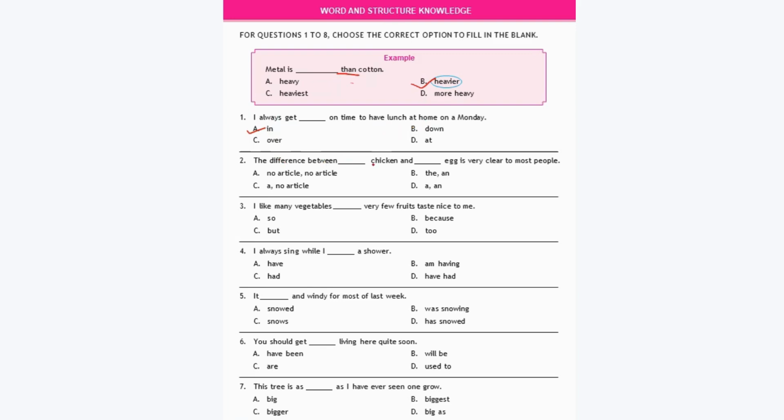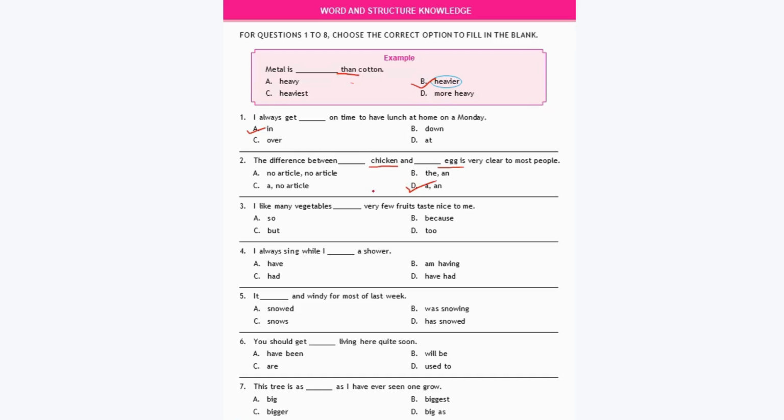Okay, next. "The difference between dash chicken and dash egg is very clear to most people." So here you need the correct articles. You have chicken and egg. Based on their initial sounds, you have to use the correct article. Chicken begins with a consonant sound, and we are referring to chicken in a general way, so we need the indefinite article a. Egg begins with a vowel sound, so you need the indefinite article an here. So the correct answer is "a chicken and an egg", which is your option D.